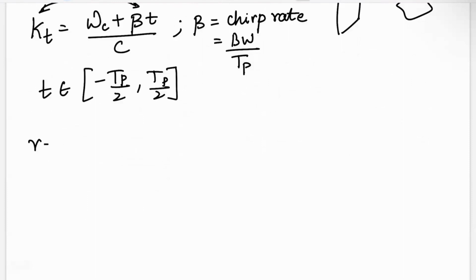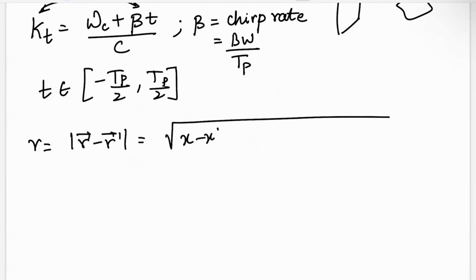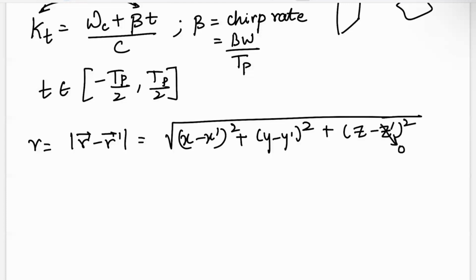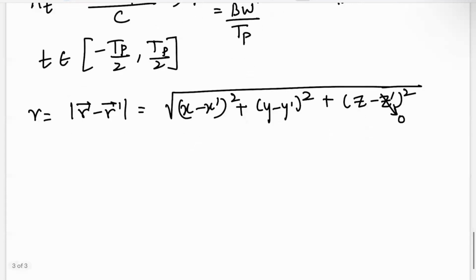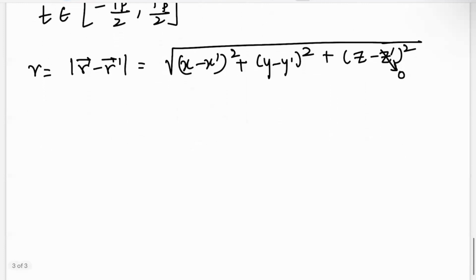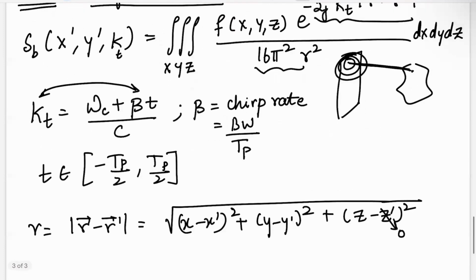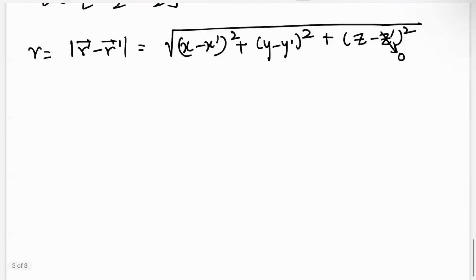Okay, and then r is the modulus of r minus r prime, which is the square root of x minus x prime squared plus y minus y prime squared plus z minus z prime squared. But here we assume the coordinate system to be such that z prime is 0. Okay, so that's the signal model, 7.2.